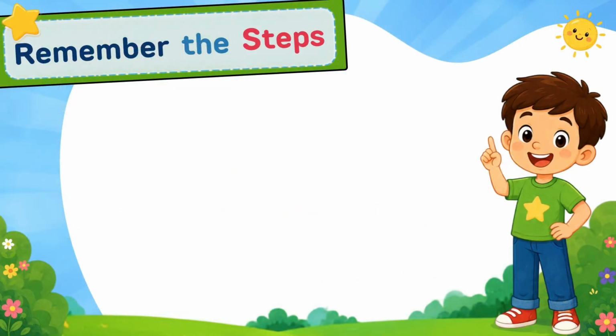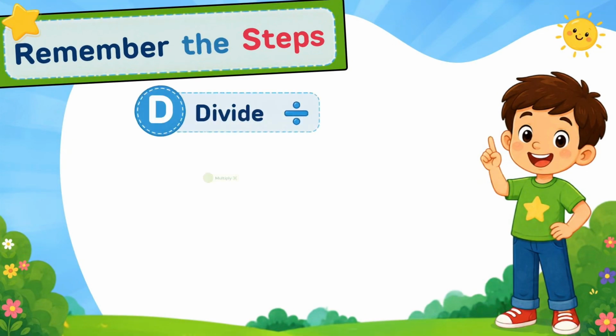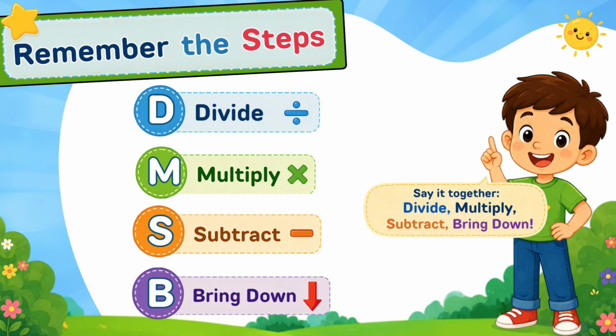But before we start, don't forget that every time we solve a long division problem, we always follow these 4 easy steps: divide, multiply, subtract, and bring down. Let's say them together: divide, multiply, subtract, bring down. If there are no more numbers to bring down and the number left is smaller than the divisor, we stop. That number left over is called the remainder.